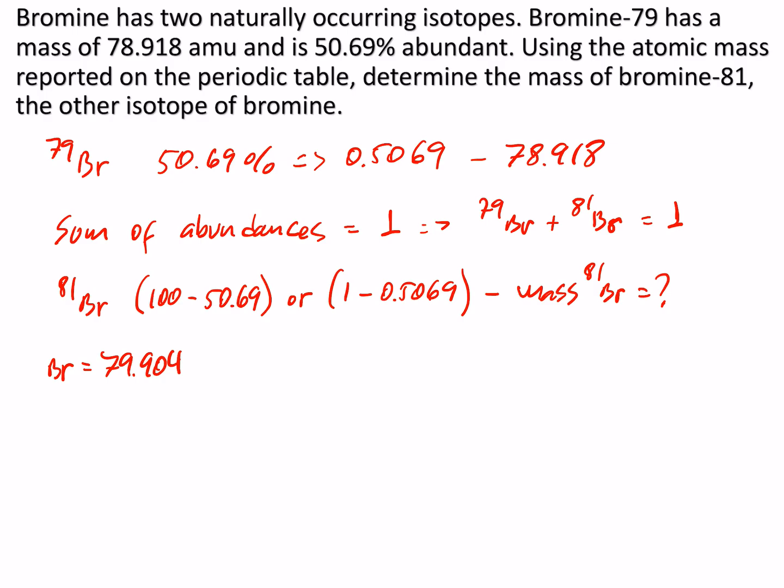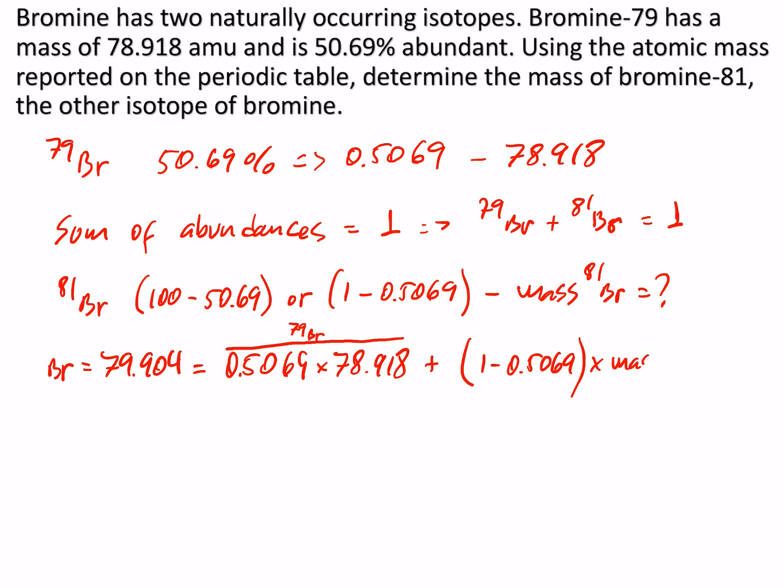Okay? So if you set up this equation, remember the average atomic mass would be equal to the fraction of each isotope times the mass of each isotope, and then you add them together. So this number, 79.904, has to be equal to 0.5069 times 78.918. Remember, this is bromine 79. Plus, now for bromine 81, you have 1 minus 0.5069 times the mass of bromine 81. Okay, this is your basic equation setup.